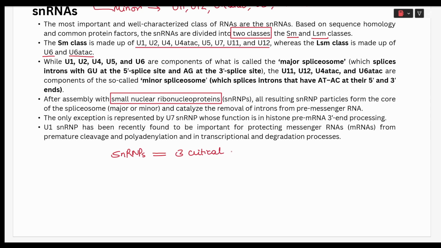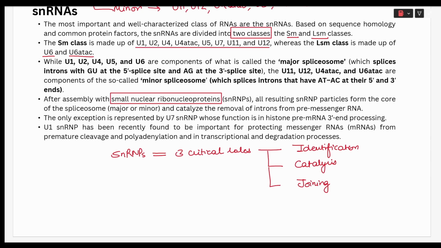Three critical roles that they have. The first one, I call it identification. We will take a look at them when we discuss how splicing is done. The second one is the catalysis. And the fourth one is a part of catalysis. This is the catalysis for cleavage, and then there is catalysis for joining. So these are the main three roles of the snRNPs.